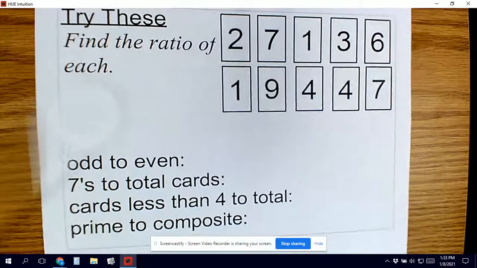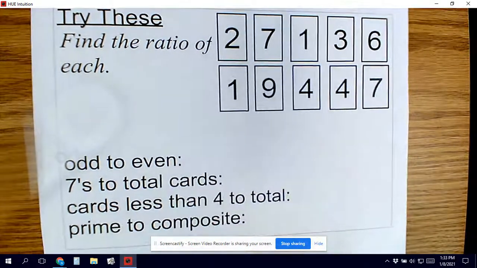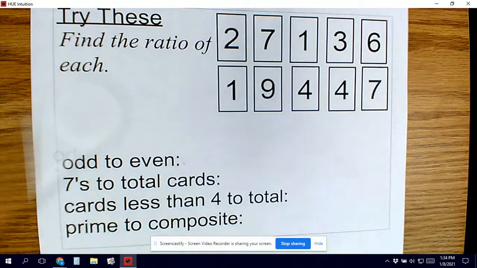All right, boys and girls, this last slide is all yours. Up here in the corner, you'll see 10 cards with different numbers on them. I want you to use those digits in those cards to find ratios of these 4 examples. Odd to even, sevens to total cards, cards less than 4 to total cards, and then prime numbers to composite numbers. Pause the video, find those 4 ratios. Once you found all 4, hit play again, and come back and check your work to see how you did.